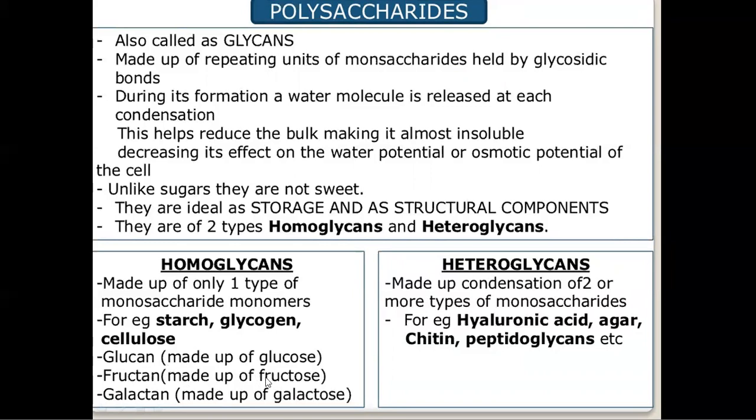If the long chain polysaccharide has fructose monomers, then it is called fructan. If the polysaccharide chain has galactose, then it is called galactan. That means homoglycans have only one type of monosaccharide monomer. Whereas heteroglycans have two or more different monosaccharide monomers. Examples of heteroglycans are hyaluronic acid, agar, chitin, and peptidoglycans.